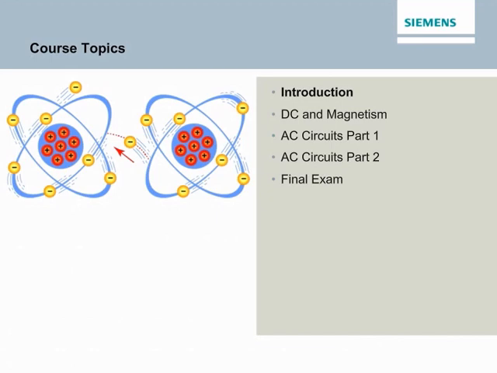This course has 4 parts plus a final exam. The first part is an introduction that covers basic electrical concepts. The second part covers direct current, DC, and magnetism. And the final 2 parts cover alternating current, AC circuits. In between each section, we'll also have a knowledge check.